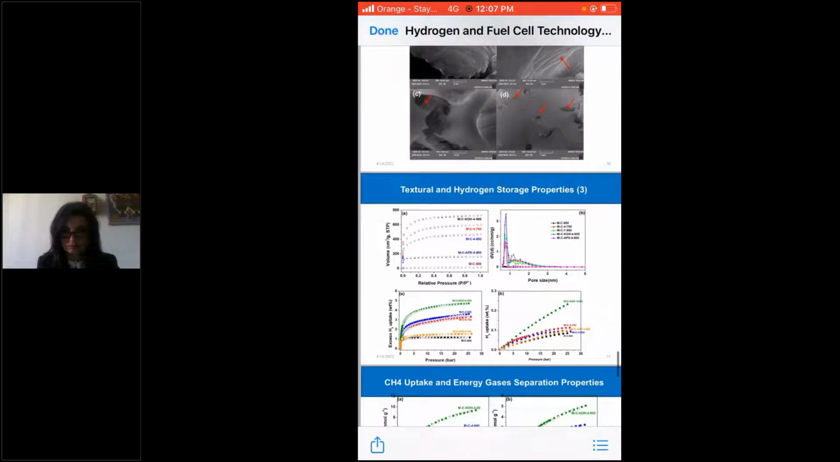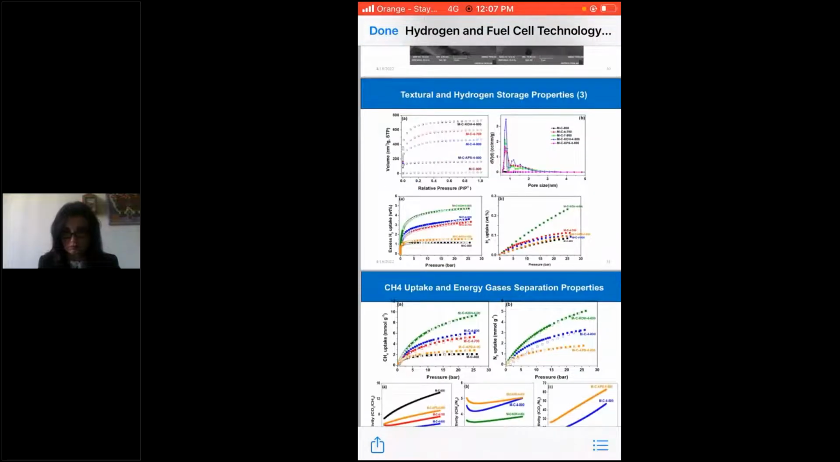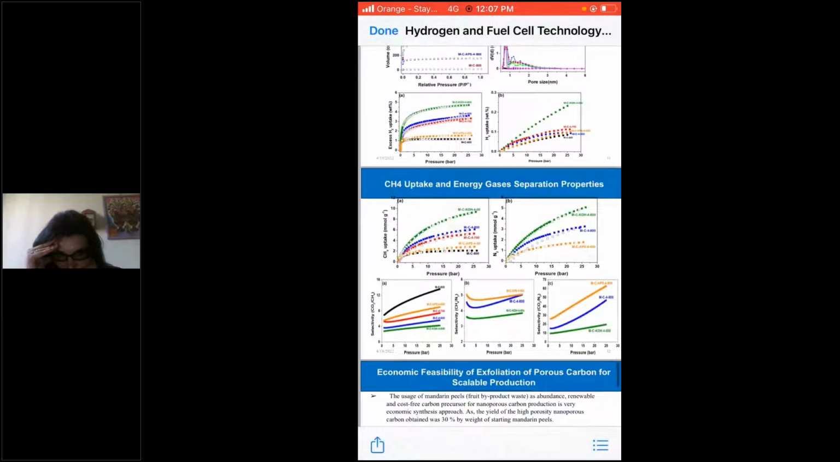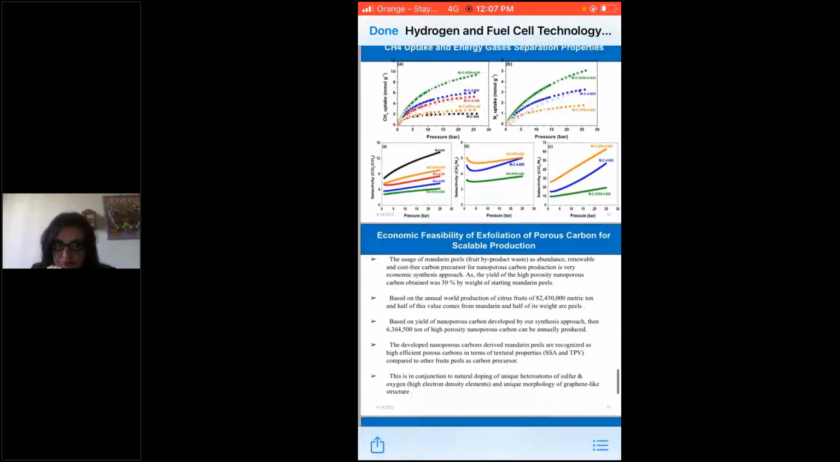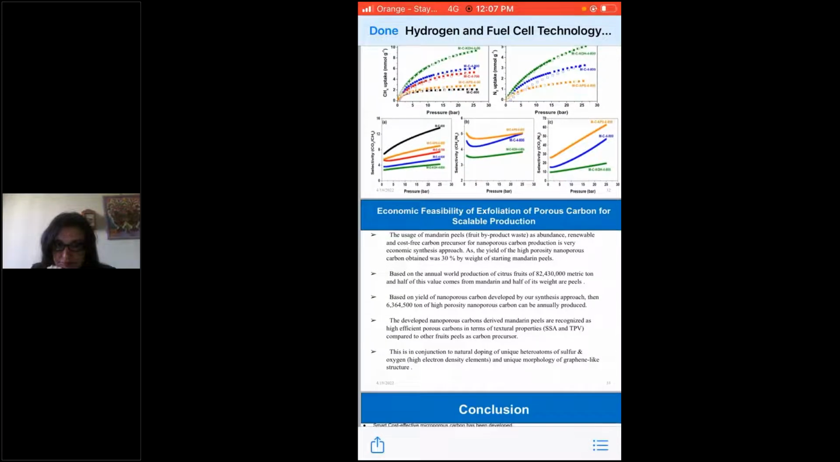And we studied many things. We studied the selectivity, carbon dioxide hydrogen selectivity. We studied actually the hydrogen uptake, we studied the carbon dioxide capture, and so on, and some other issues. And I show you this is an economic feasibility of exploitation of mandarin carbon for scalable production. And I told you we can get more than 6.3 million tons of porous carbon of high surface area.